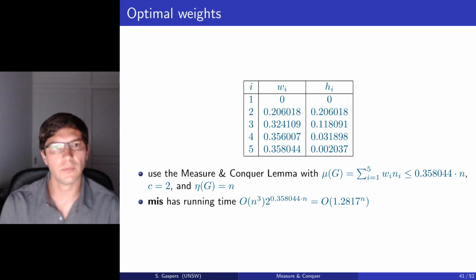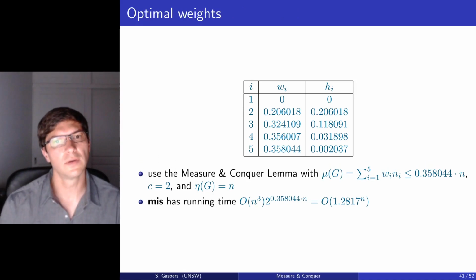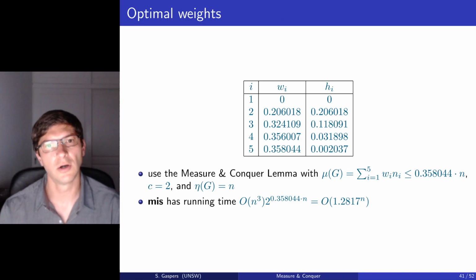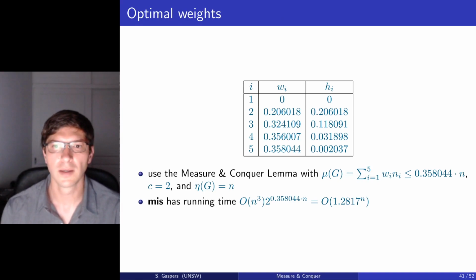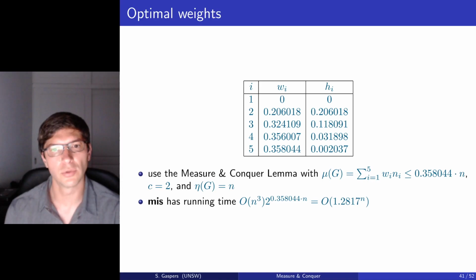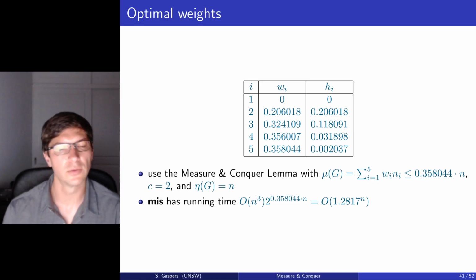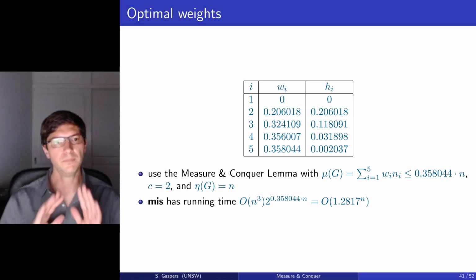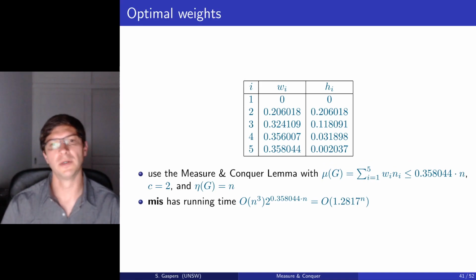Okay, so we now get these values here for our omega variables, and now we can again use our measure and conquer lemma with these values for the omegas, and then we get an overall running time of order 1.2817 to the power n. And these weights are optimal for our analysis.